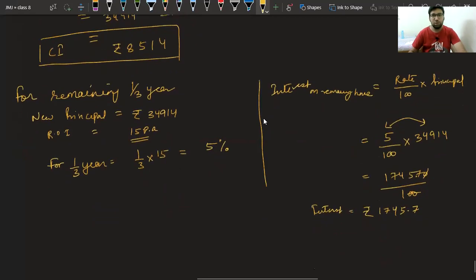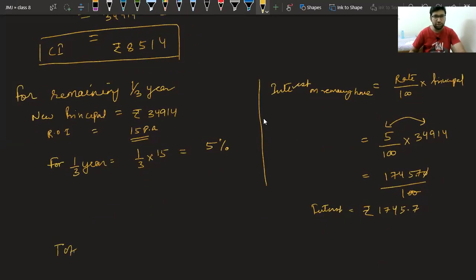Now it is easy. So total compound interest, or total interest, is given by rupees 8514 for the first 2 years plus rupees 1745.7 for the remaining time. Tell me what is the answer. It is 36659.7. Okay, thank you. This is the total interest that we have got.